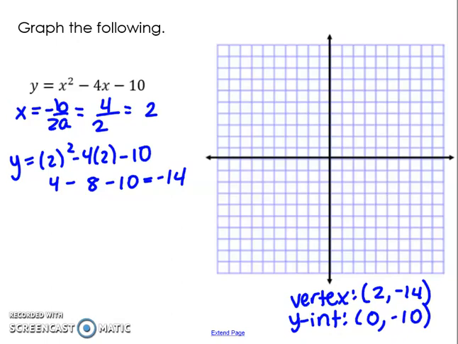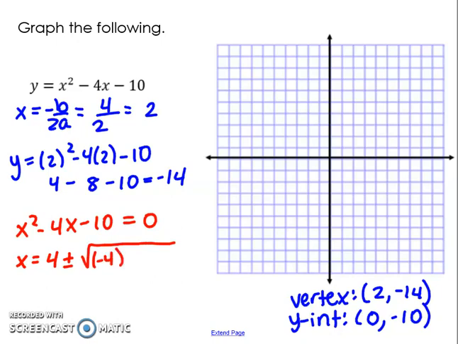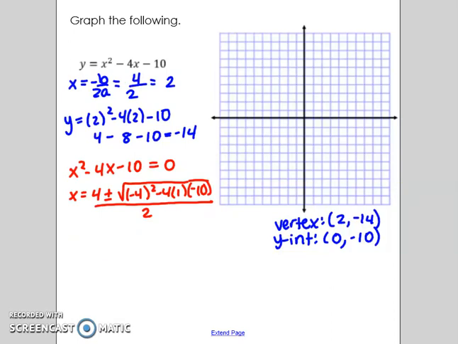And then for the x-intercepts, we're going to take the function and set it to 0. Okay, and we try to factor it first. So multiplies to -10 and adds to 4. Okay, nothing's going to work here, so that means we have to use the quadratic formula. So we have x equals, and we're going to do -b, so that becomes +4 plus or minus the square root of b squared minus 4ac all over 2a.